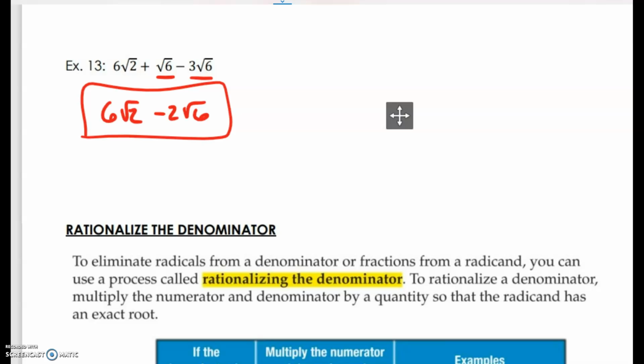Alright, so in this video we talked about multiplying and then adding and subtracting. In the next video we're going to talk about rationalizing the denominator and dividing. Hopefully you found this video helpful, and go ahead and move on to the next one.